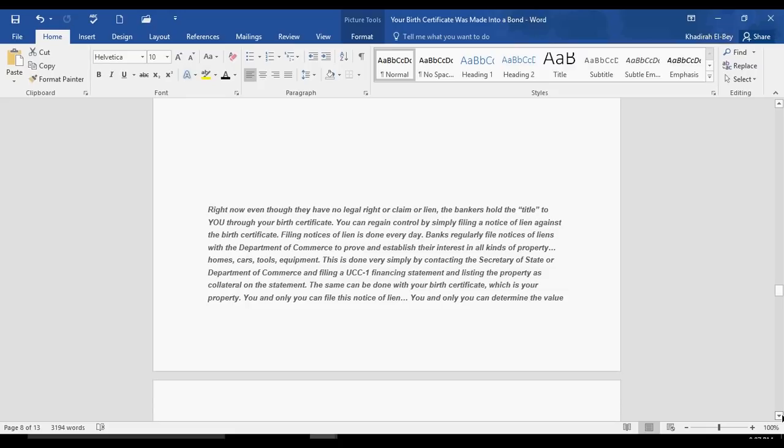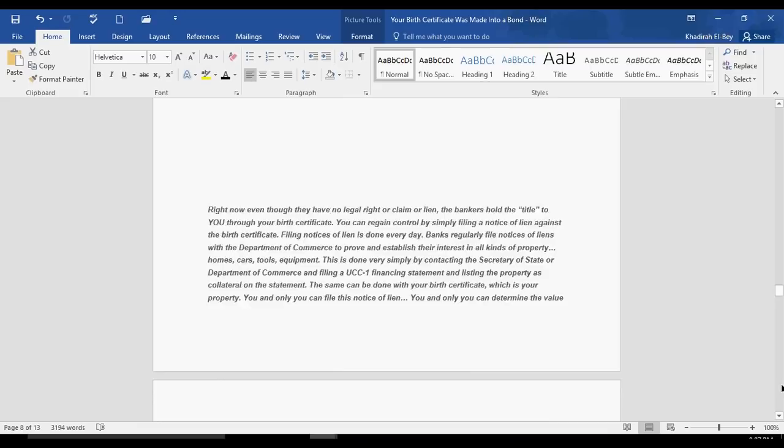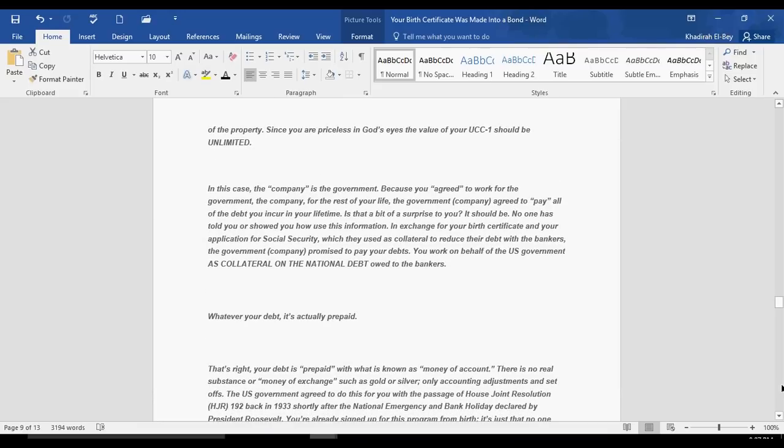This is done very simply by contacting the Secretary of State or the Department of Commerce and filing a UCC-1 financial statement and listing the property as collateral on the statement, right? This same can be done with the birth certificate, which is your property. You and only you can file this notice of lien. You and only you can determine the value, all right, of the property. Since your price is in God's eye, the value of your UCC should be unlimited.